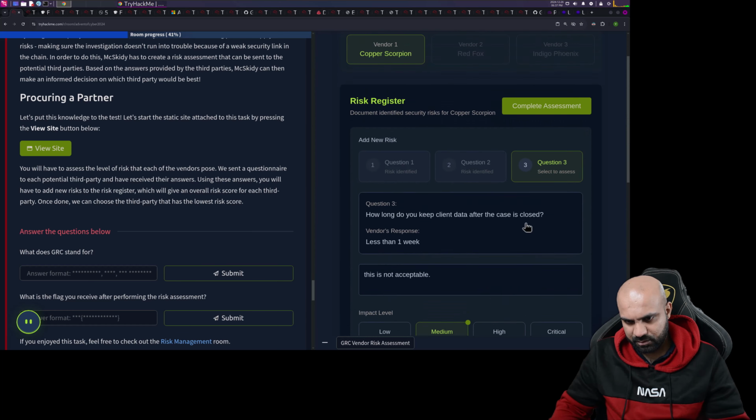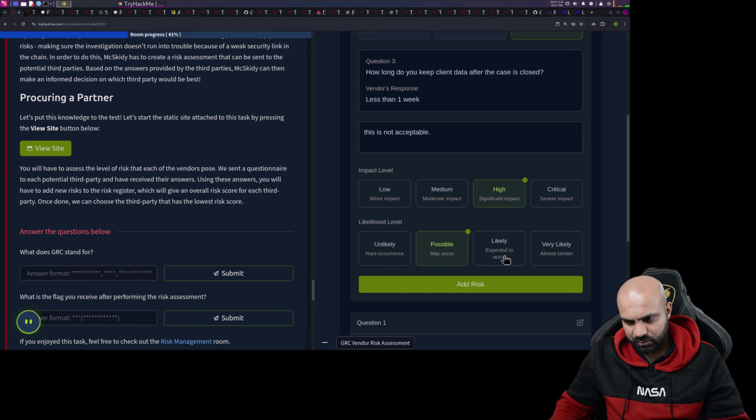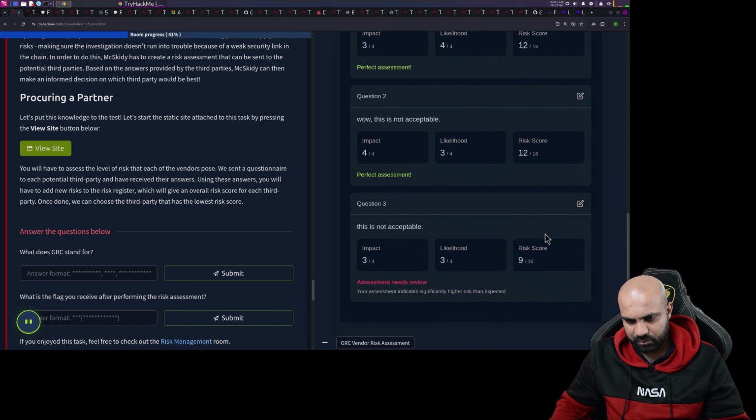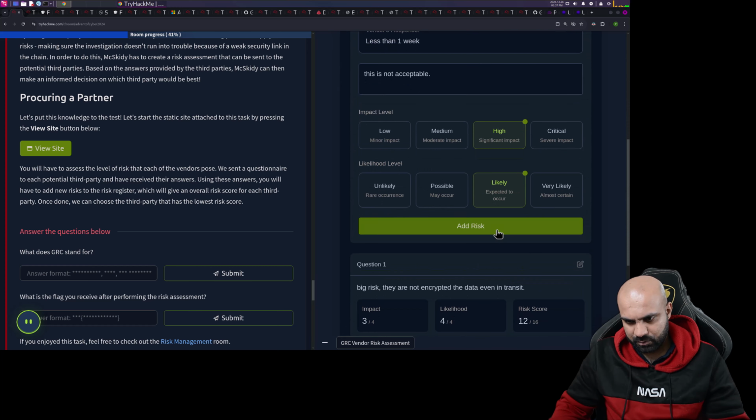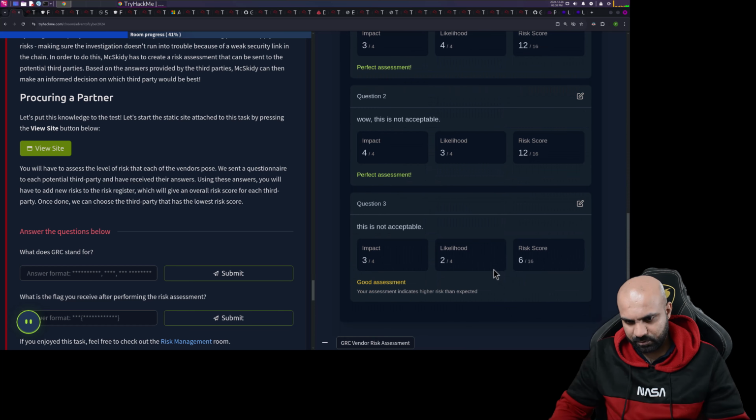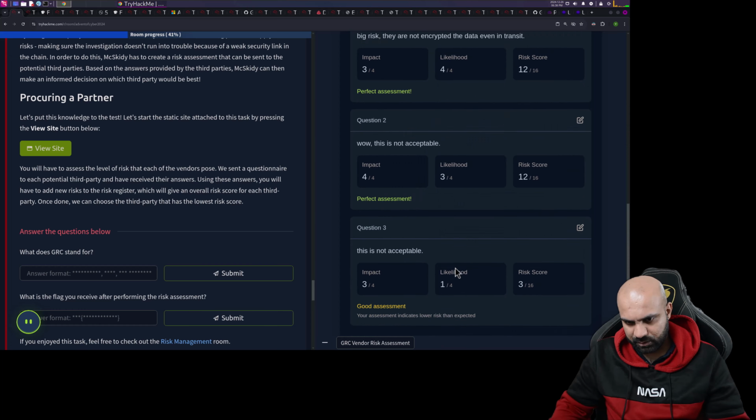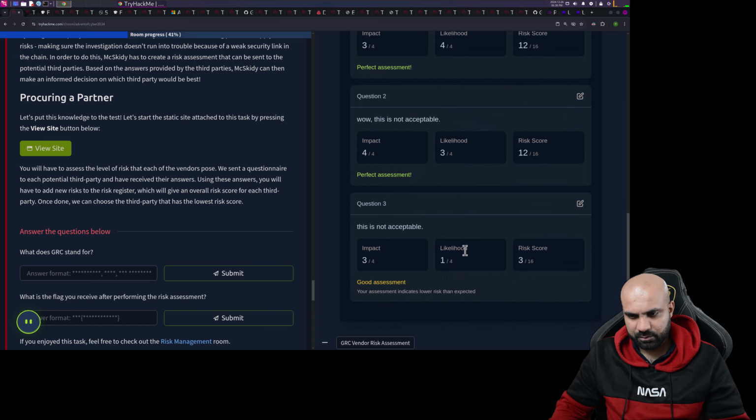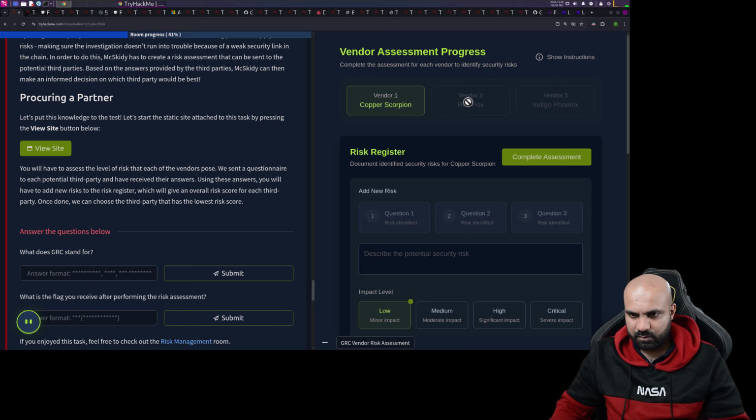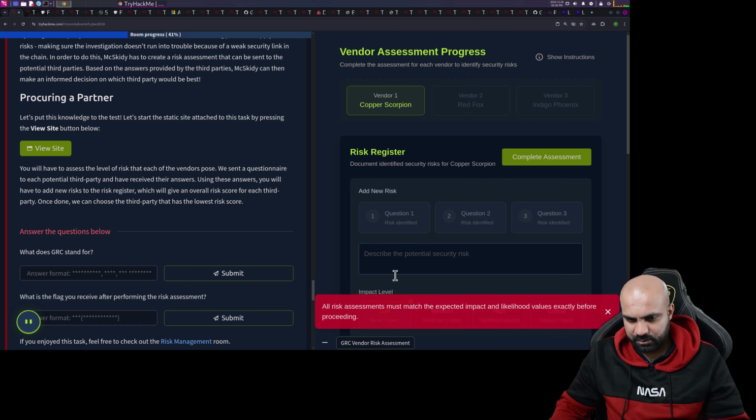Assessment, read and review. What about now? No. What about now? Good assessment. What if we just go to unlikely? Ah, it's still a good assessment. Okay. Complete assessment. All risk assessments must match the expected impact and likelihood values exactly before processing.